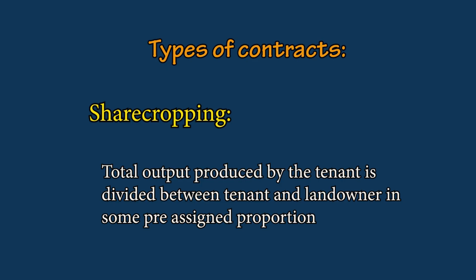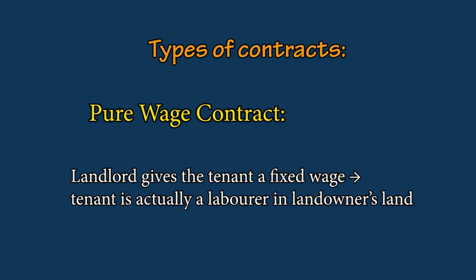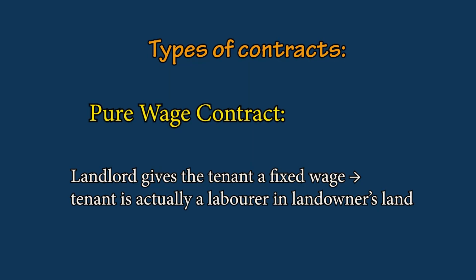remains with the tenants. Now, let us consider the third form of contract, which is known as pure wage contract. What happens in case of pure wage contract is that the landowner gives the land to the tenant for cultivation, but instead of getting something from the tenant, the landowner gives the tenant a fixed amount of wage. That means the tenant here becomes a laborer on the landowner's land. So, these are the three major forms of contracts which we observe in the land market.